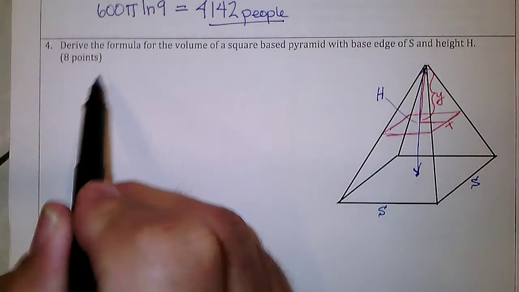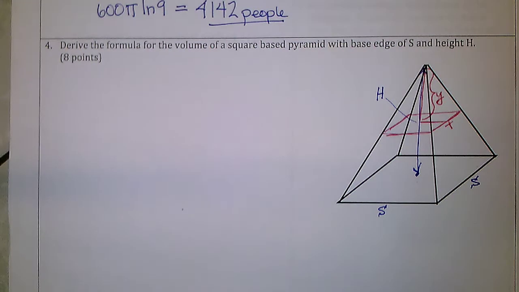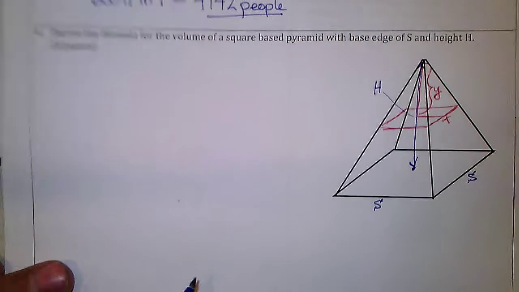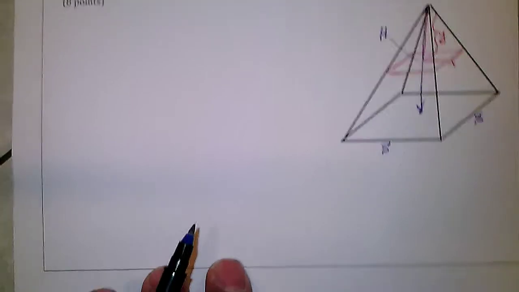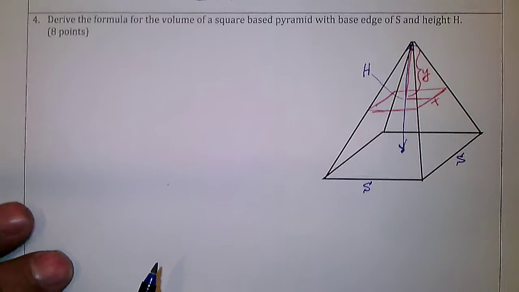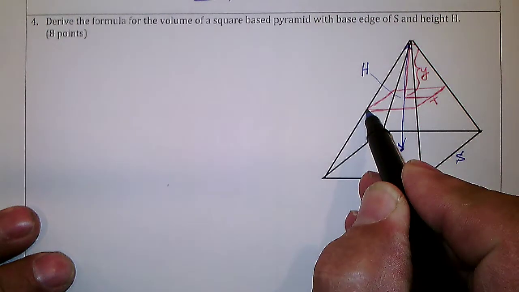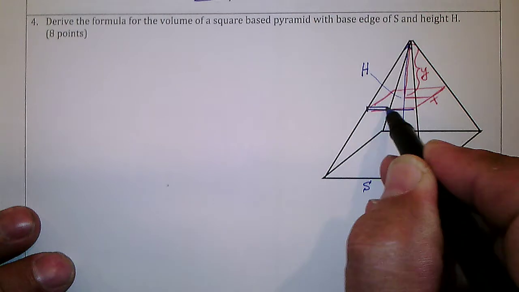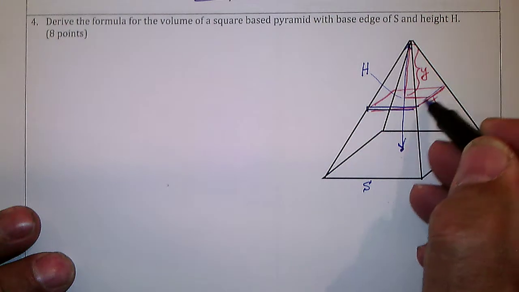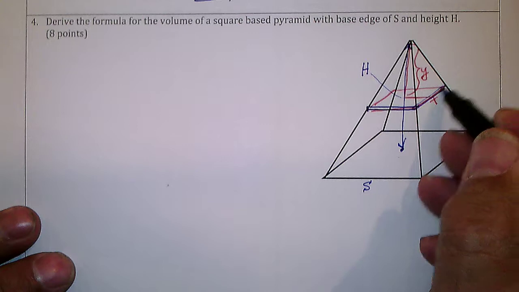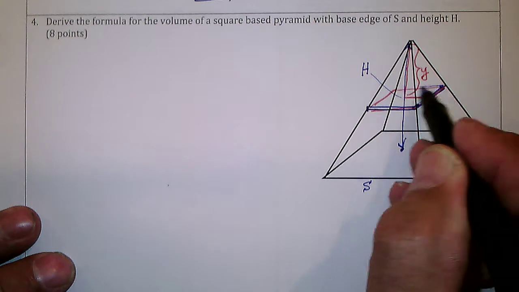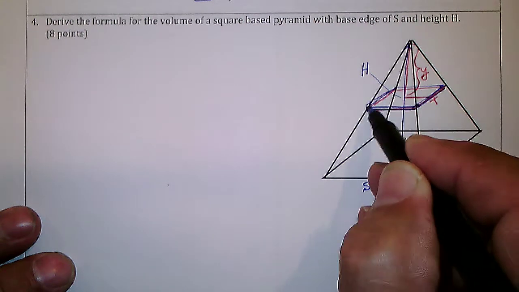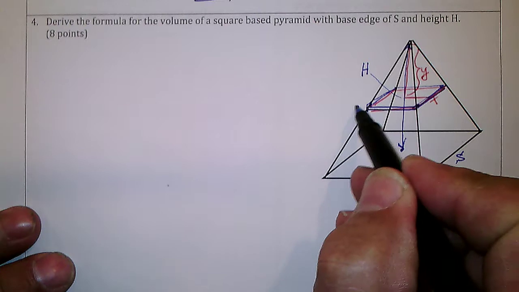Now, some of you wrote the formula for the volume of this. Now, that's what you're supposed to find. You don't have it, you're trying to find it. So, we start with the volume of a slice. Now, the slice has a thickness. It's basically a box, a rectangular solid. Its thickness is dy.